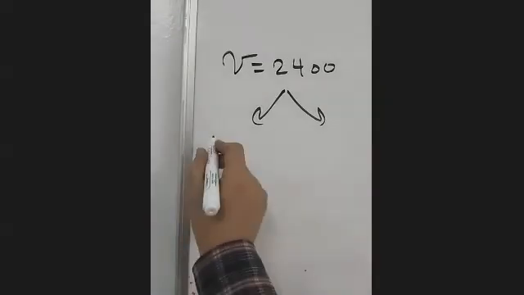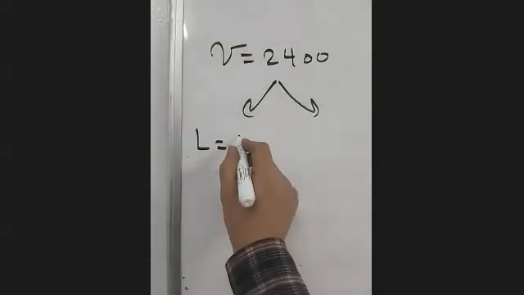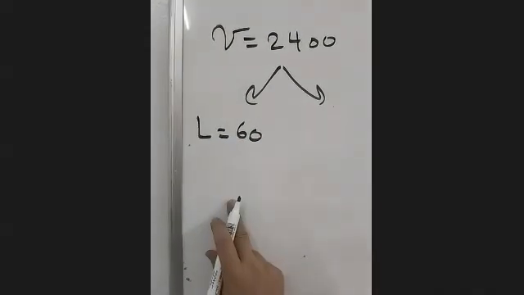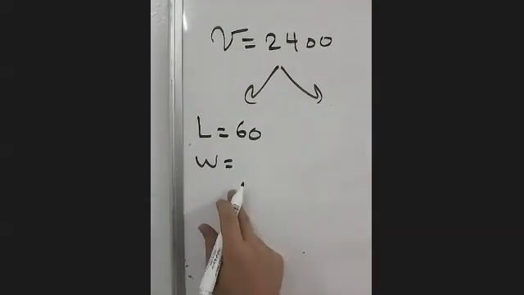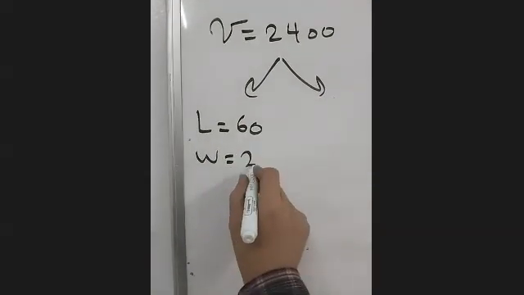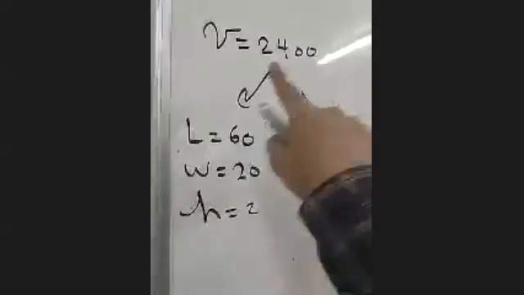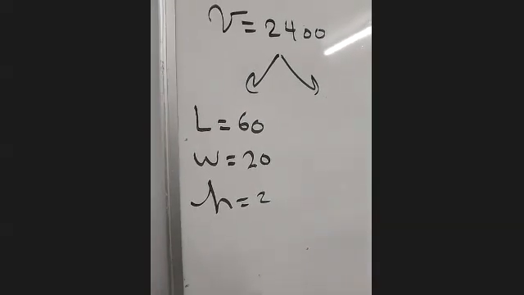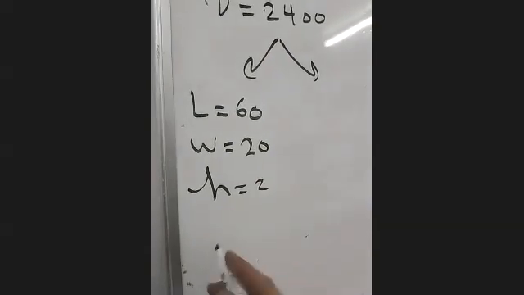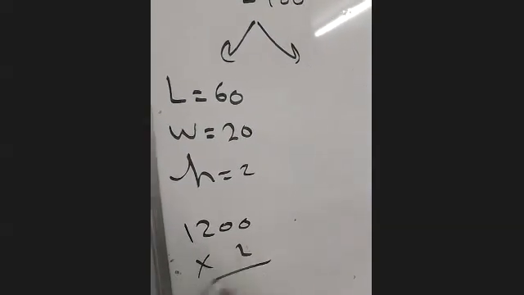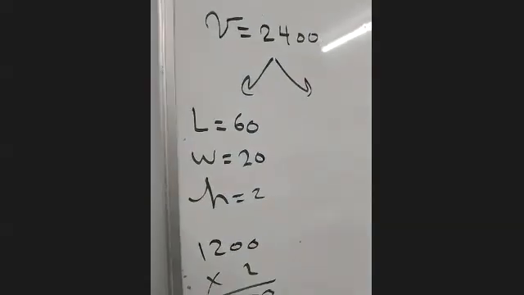The first choice, if length equals 60, width equals 20, and height equals 2. Multiply these numbers. What will you have? 60 multiplied by 20 multiplied by 2, you will have 2,400. Do you understand? Let's multiply. 60 times 20 is 1,200. Multiply by 2, we get 2,400, which is the same as the given, right?